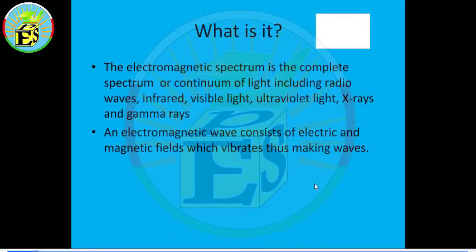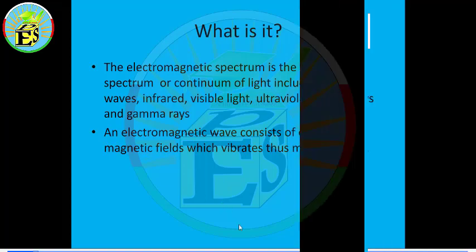At first, what is it? The electromagnetic spectrum is the complete spectrum or continuum of light, including radio waves, infrared, visible rays, ultraviolet light, X-rays and gamma rays. An electromagnetic wave consists of electric and magnetic fields which vibrate, thus making waves.